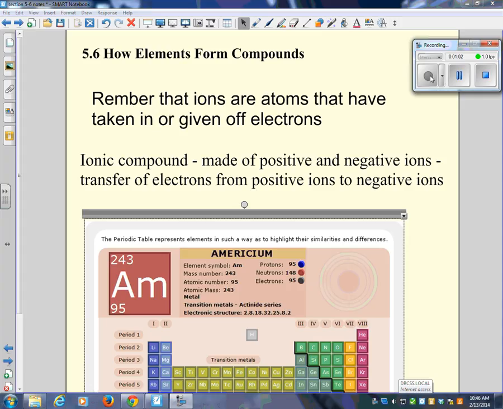The compound formed is called an ionic compound because it is made up of positive and negative ions that have resulted from the transfer of electrons from a metal to a nonmetal. The positive and negative ions are attracted to each other because they have opposite charges. Figure 2 shows some common ionic compounds. Let's just have a quick look there.